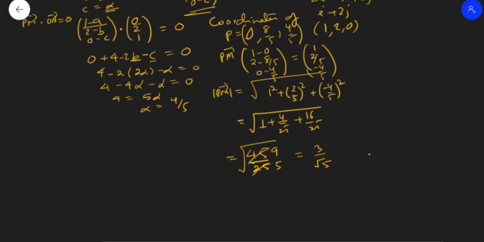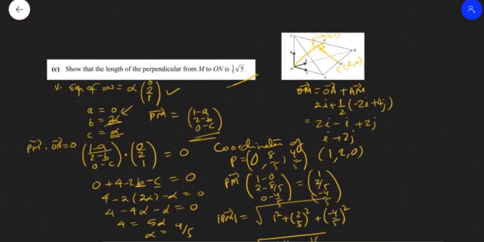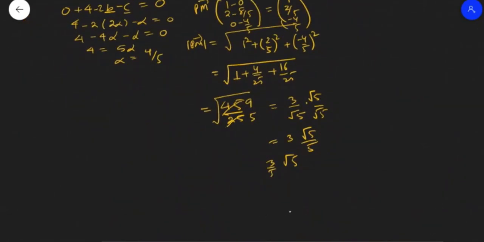To rationalize the denominator, we can multiply by square root 5 over square root 5, and it becomes 3 square root 5 over 5, or 3 over 5 square root 5, whatever format they have given in the question. Let's see, 3 over 5 square root 5, that's what we have just proved.